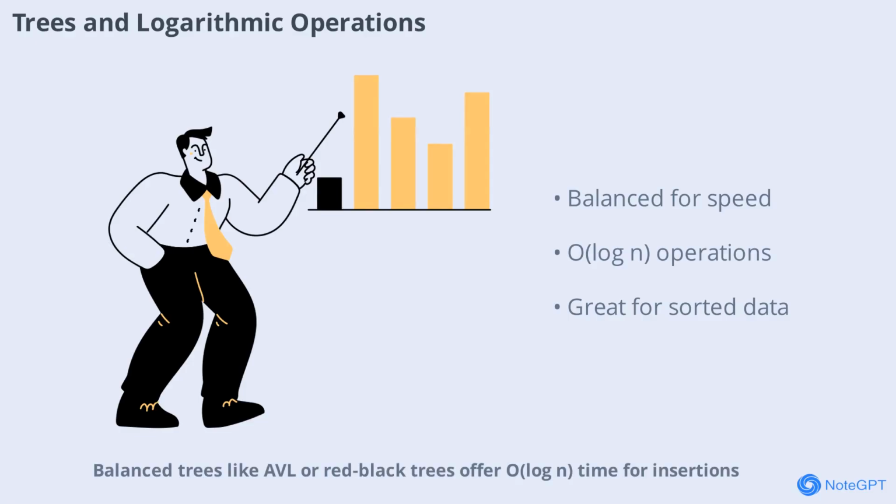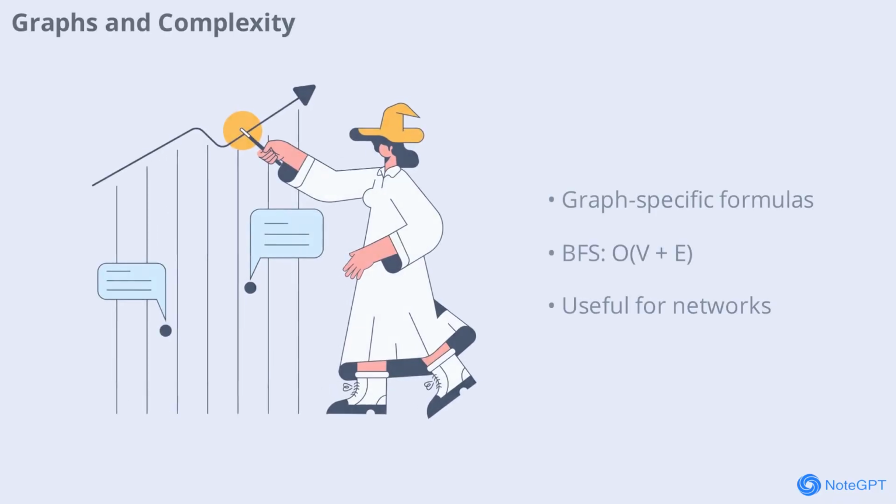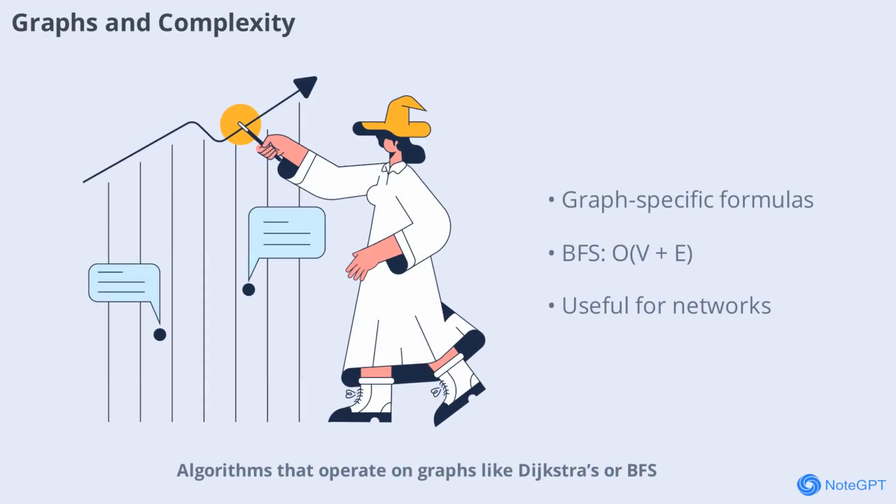Balanced trees like AVL or red-black trees offer O(log n) time for insertions, deletions, and lookups. This makes them a good choice for maintaining sorted data and supporting fast searches, even as the dataset grows. Algorithms that operate on graphs like Dijkstra's or BFS have their own complexities. For example, BFS runs in O(V + E), where V is the number of vertices and E is the number of edges. Understanding these formulas helps you estimate performance for network and relationship data.